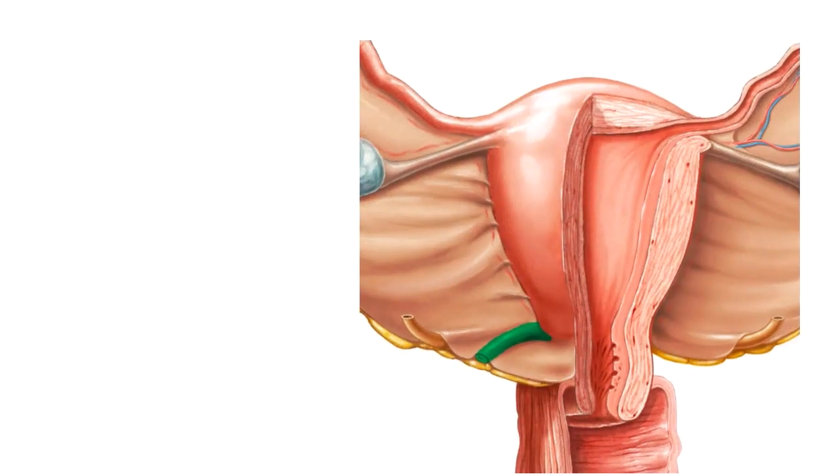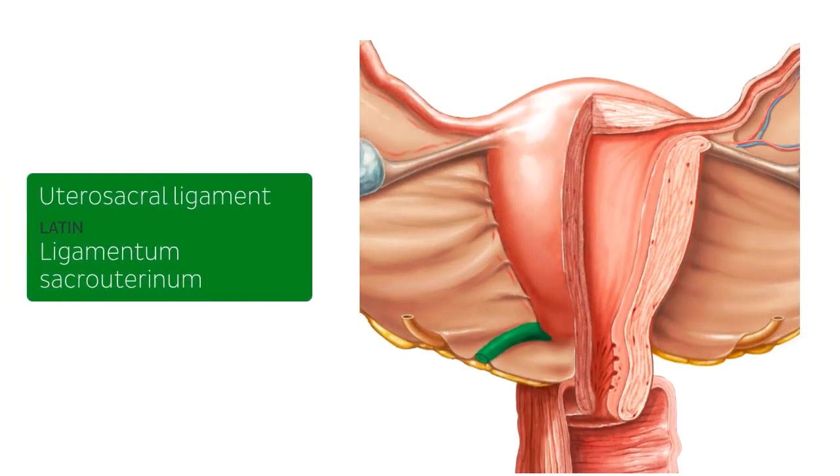So now let's move on to look at some of the supporting structures of the uterus and ovaries. And the first structure we will look at is the uterosacral ligament. And as we can see in this image, this ligament arises from the body of the uterus and then attaches to the sacrum. And this ligament helps to hold the uterus in place.